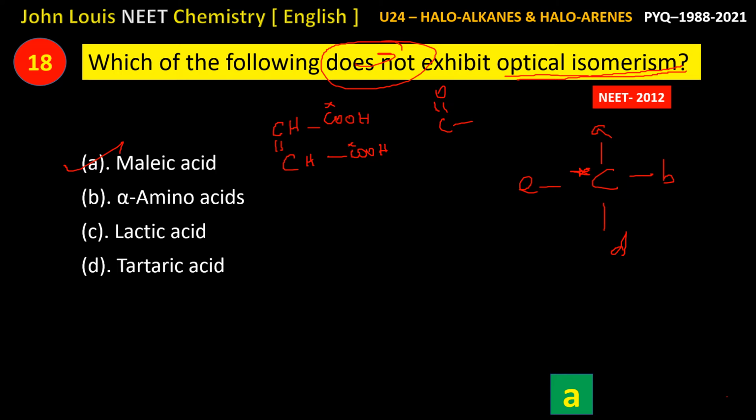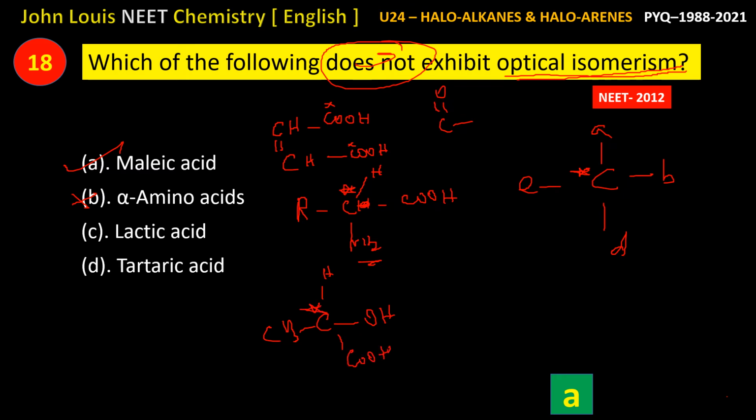So this is correct. Then alpha amino acid, what is its formula? RCH NH2 COOH. Here it has a chiral carbon. One is bonded to R, the other to hydrogen, and this is NH2, this is COOH. Therefore it has a chiral carbon and exhibits optical isomerism, so this cannot be the answer. And lactic acid also has hydrogen, one methyl group, one OH group and one COOH group. So this also has a chiral carbon, therefore it exhibits optical isomerism.